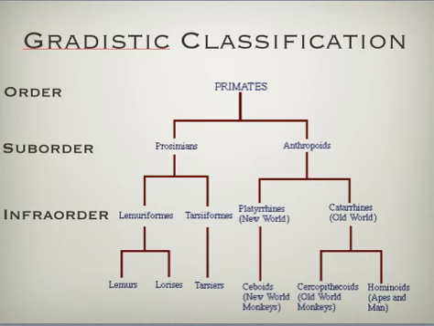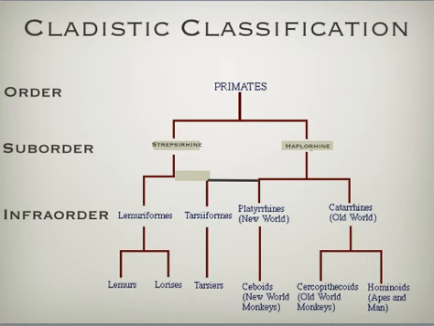Your book already talks about gradistic versus cladistic, so using DNA to classify organisms versus using anatomical features. And here we see actually a different terminology being used for gradistic versus cladistic, where here you see prosimians and anthropoids. So we are going to be looking at cladistic classification, where you see strepsirrhines versus haplorhines. And here, strepsirrhines and haplorhines is what we're going to be using for this class.